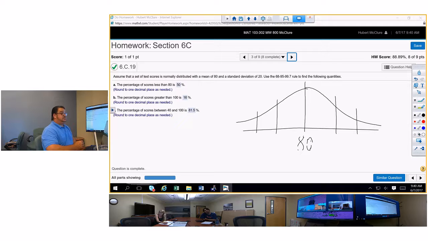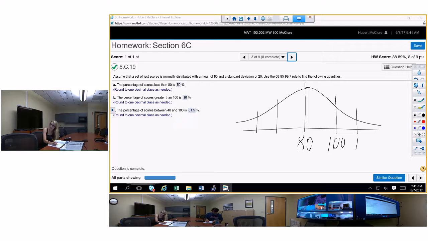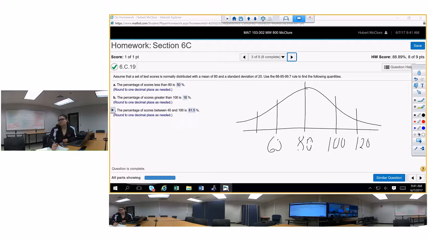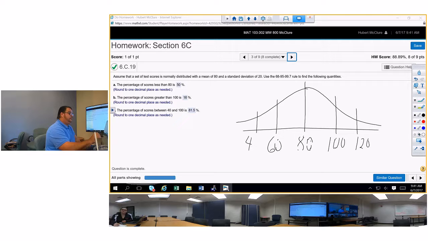Okay, it only takes about 45 seconds to write 80. And that's 100. And 120. And 60. And 40. And how many are less than 80? 50%.